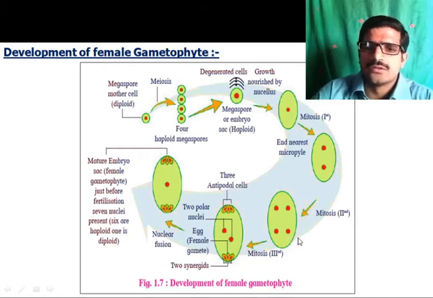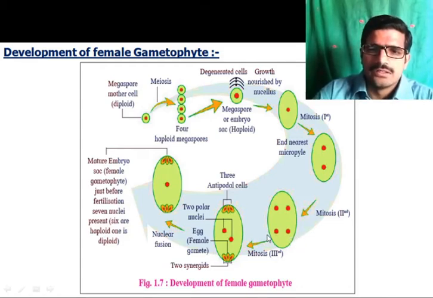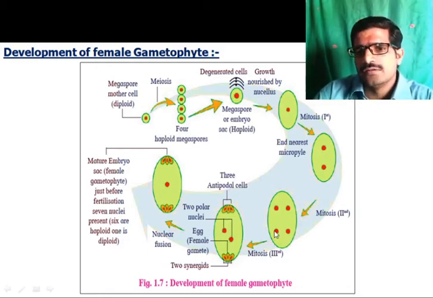Again, the third mitosis takes place. Of that, the 2 nuclei toward the chalazal end divide mitotically. From those 2 nuclei, there is formation of 4 nuclei toward the chalazal end, and the 2 nuclei present in the micropylar region undergo mitosis. From that, there is formation of 4 nuclei toward the micropylar end.